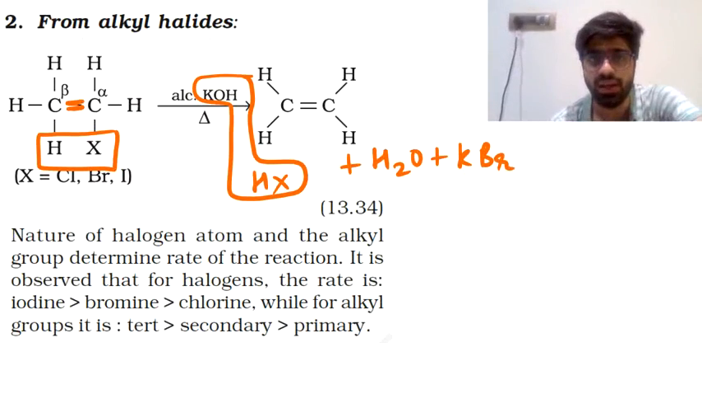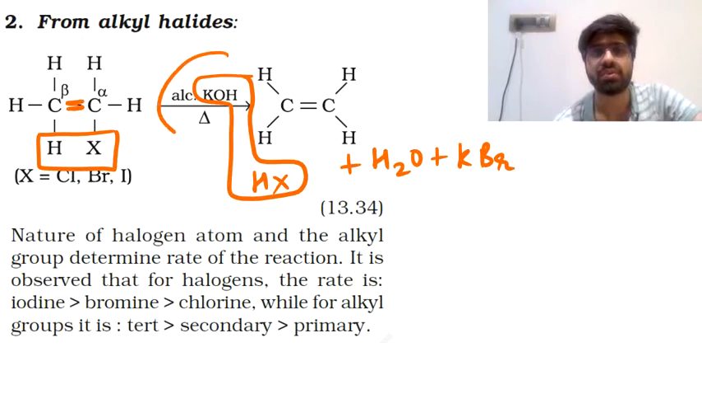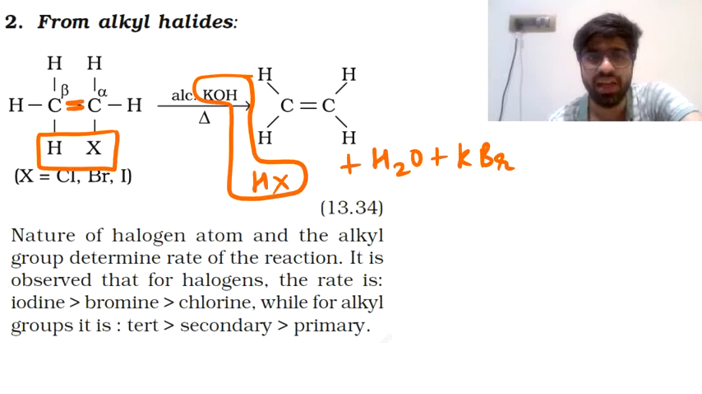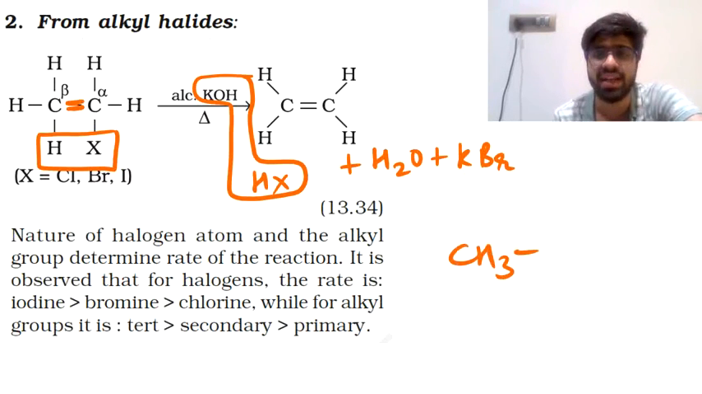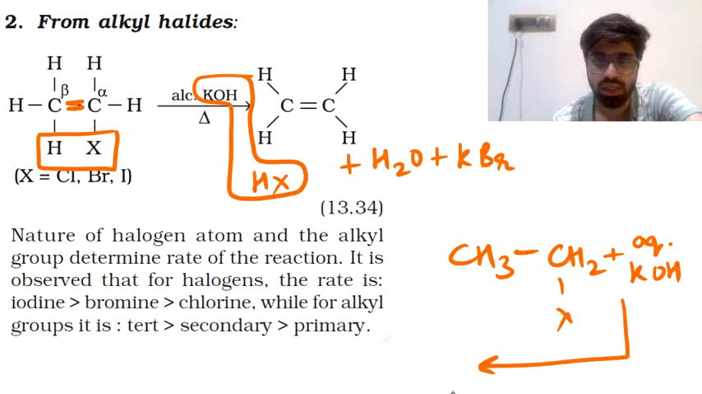So that is the dehydrohalogenation reaction, that is you are removing hydrogen and halogen from an alkyl halide by making it react with alcoholic KOH. You need to be very careful with the condition here, because instead of alcoholic KOH, what if I give you aqueous KOH? Let's assume the same reaction, that is CH3, CH2 and X, make it react with but aqueous KOH.